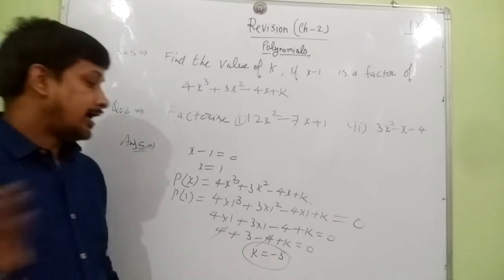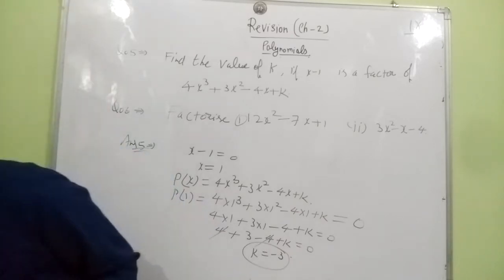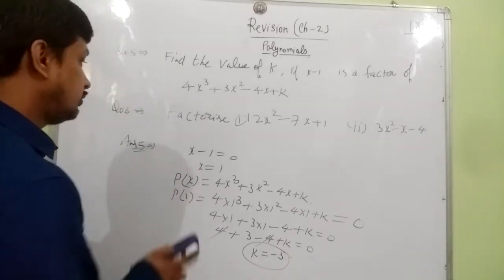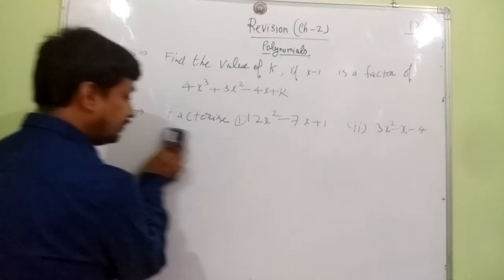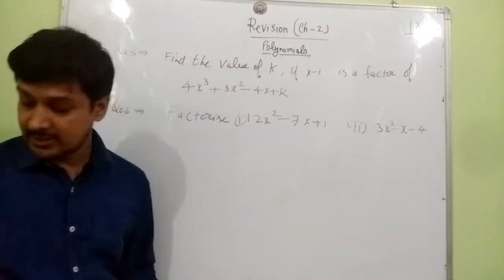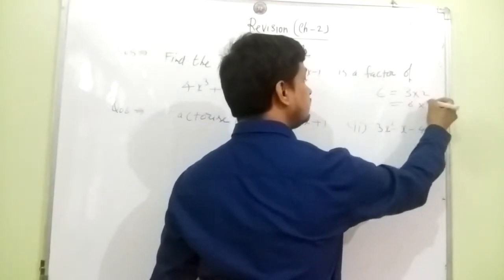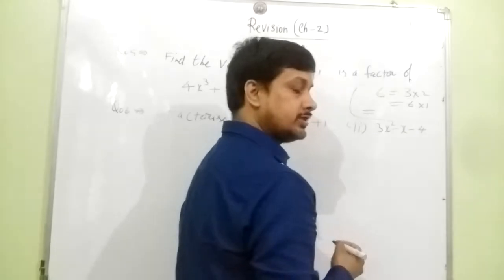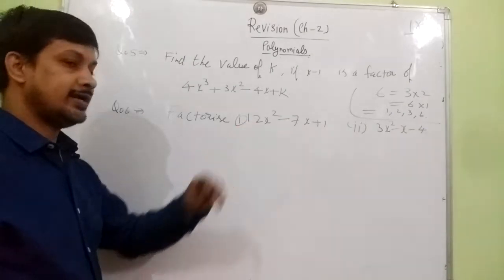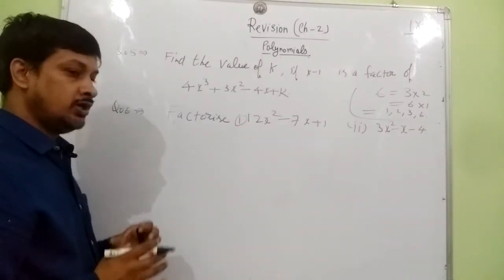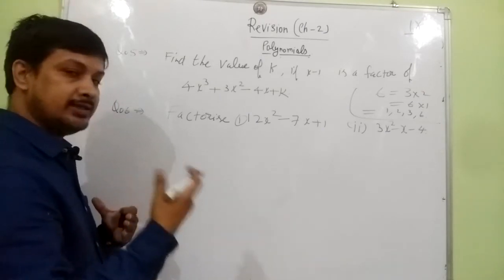Okay. After this, we have factorization. Factorization is to distribute the whole polynomial into its factors. For example, in arithmetic, the factors of 6 are 3 times 2 is 6, or 6 times 1 is 6. So we can say the factors of 6 are 1, 2, 3 and 6. Similarly, we have to factorize it. Factorize means to split the term, to split the expression.